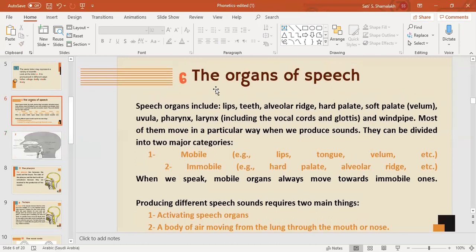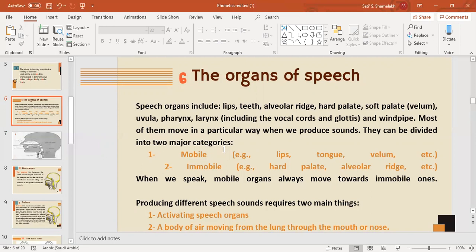Okay, go back to slide 6. The organs of speech. Speech organs include lips, teeth, alveolar ridge اللثة أو الحافة, hard palate, soft palate or velum, uvula لسان المزمار, pharynx, larynx, including the vocal cords and the glottis and the windpipe. Most of them move in a particular way when we produce sounds. They can be divided into two major categories. Some of these organs are movable. They move, like the tongue moves, the jaw moves down, okay? The vocal cords move, and others are not moved.